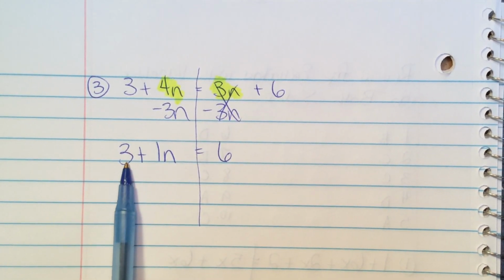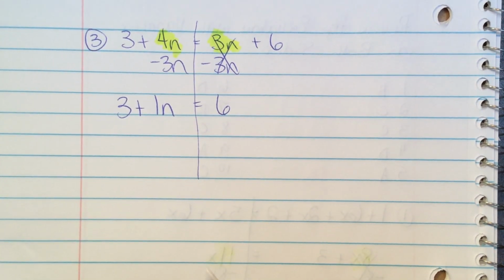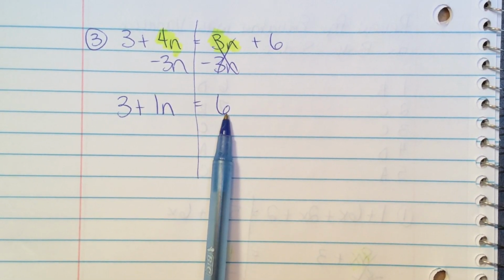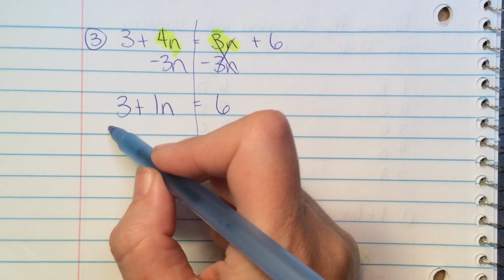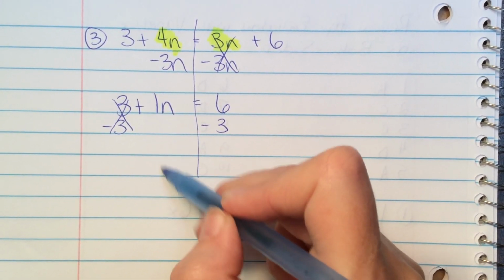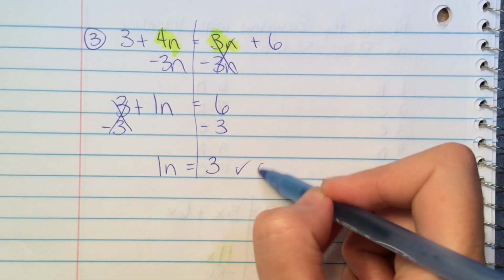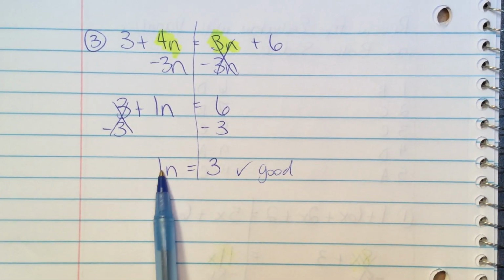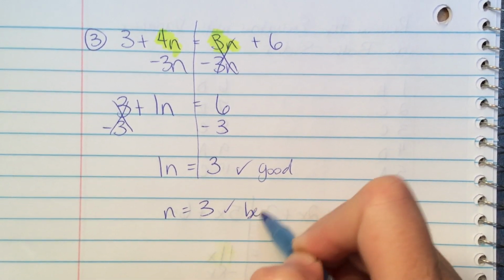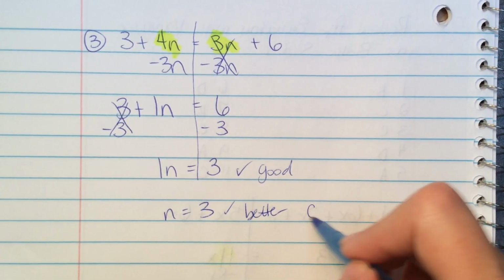I keep my 3 here. And I subtract here. So I still just have a two-step equation here. 3 plus 1n equals 6. I really just have a one-step equation. I'm going to subtract 3 from both sides, and I get 1n equals 3. And this is fine, right? Or we could just drop this 1, and that's better. And that's C.